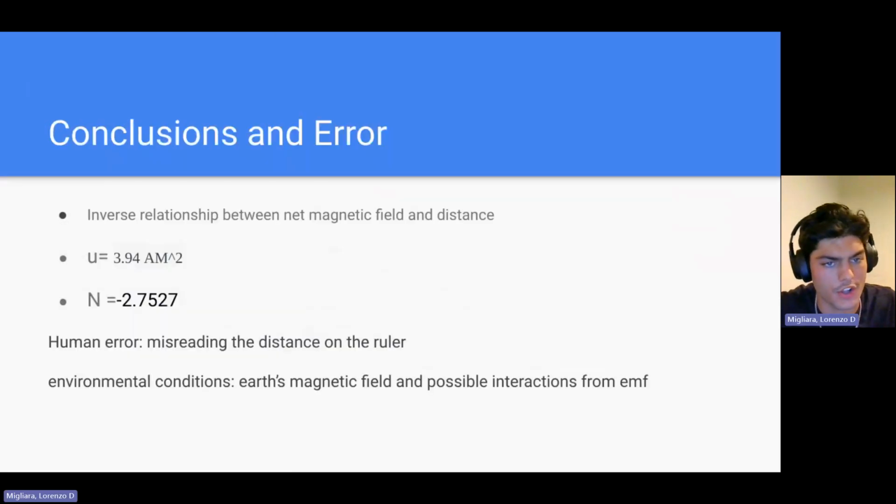Next, we've got the conclusions. Just like I said before, we determined there's an inverse relationship between the net magnetic field and distance. We got our u and our n, which were important for the results from our calculations and from our linearization. And then we've got human errors, of course, like misreading the distance on the ruler, and environmental conditions, external error, which is the Earth's magnetic field and possible interactions from devices.